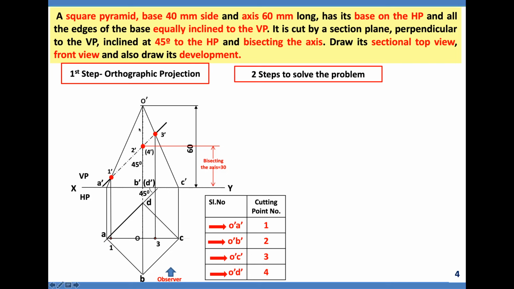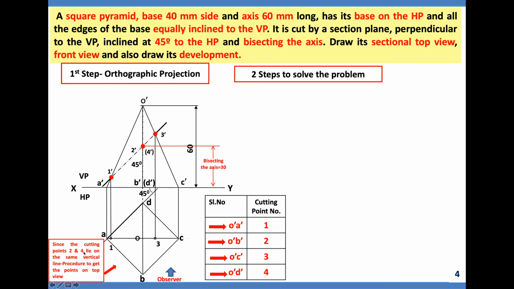Yes, the procedure is, let me check whether O'A' is a true length or not. How to check? The counterpart in the top view, OA, is parallel to XY. If it is parallel, then this O'A' is a true line. I can depend on it. So now the point which represents, I am using the cursor, represents 2' and 4'. From there, draw a horizontal line.